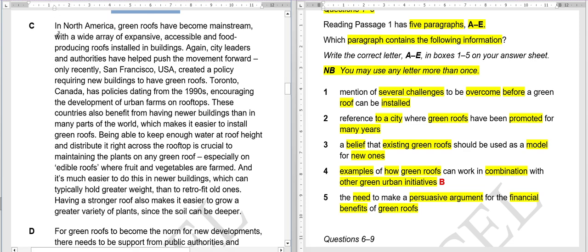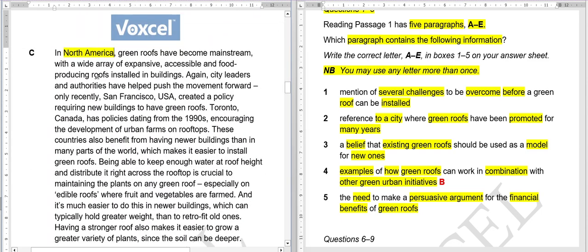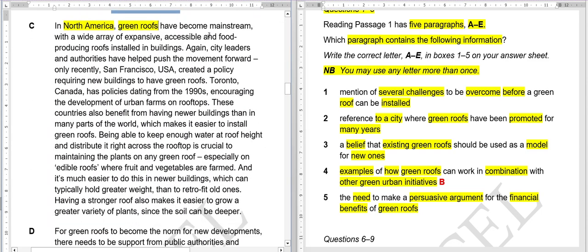In North America, green roofs have become mainstream with a wide array of expensive, accessible, and food-producing roofs installed in buildings. So now we're talking about North America. Here we were talking about London, but here we're talking about North America. So green roofs have become mainstream, and they are producing food on these buildings. Again, city leaders and authorities have helped push the movement forward only recently. Only recently was this particular movement pushed forward; it has not been ongoing for a long time. It has been just a recent development.